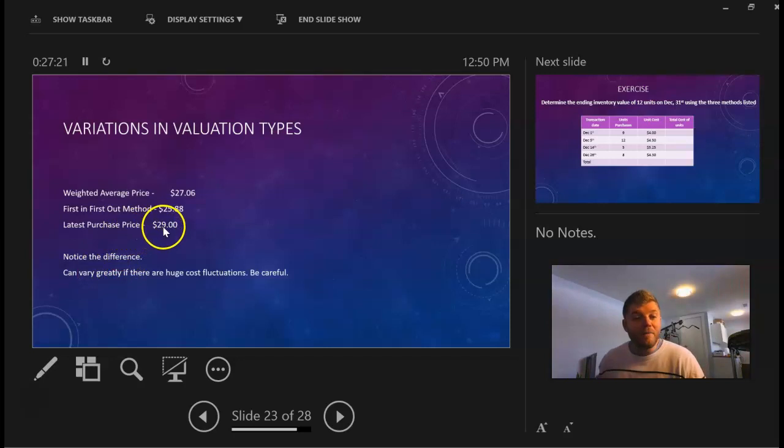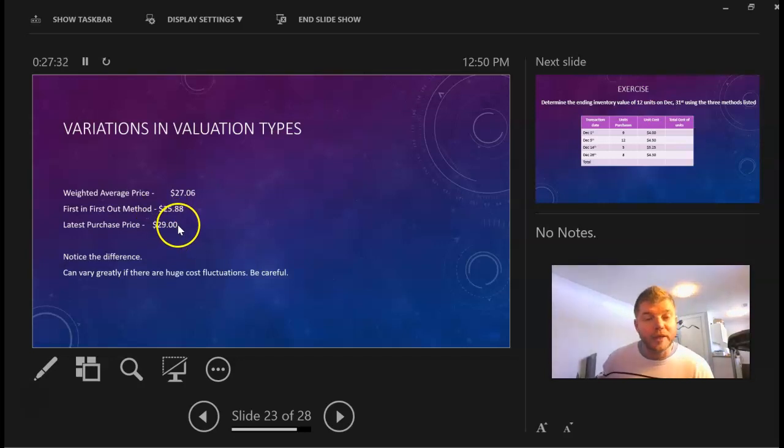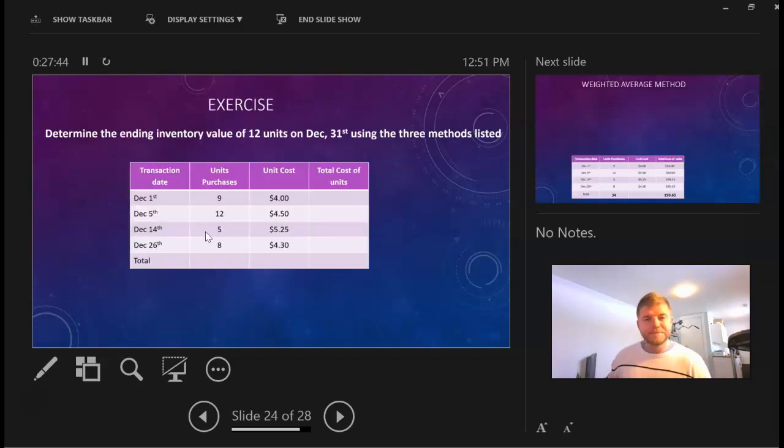Now, it works out well for us if we're valuing our inventory and showing we have more money than we're worth if we do latest purchase price. But it could have gone down in price and been worth $23. And now we're valuing all of our bottles at $23, even though sometimes we bought them for $29. I hope that makes sense. If it doesn't, don't worry, we'll go over it in class.